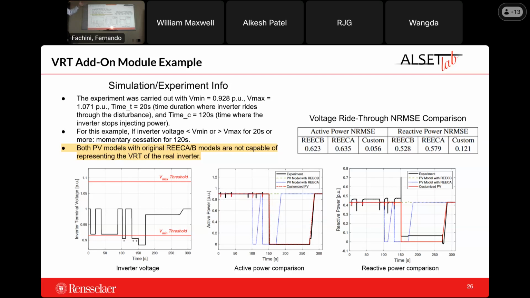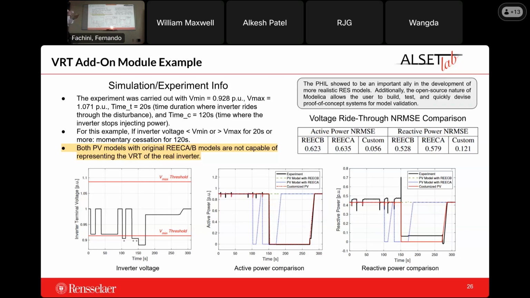We can see that the custom model has a much smaller value compared to the other ones, simply because it can actually better emulate the response of the real inverter. So the power hardware-in-the-loop experiment showed to be an important ally in the development of more realistic renewable energy source models. Additionally, the open source nature of Modelica allows the user to build, test, and quickly devise, this is the important thing, proof of concept systems for model validation. But quickly devise systems in order to take this data that was acquired from the experiment and generate these experiments and validate these models.